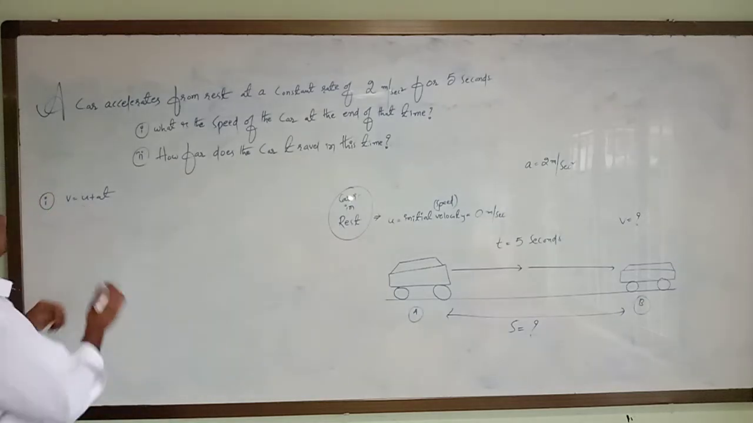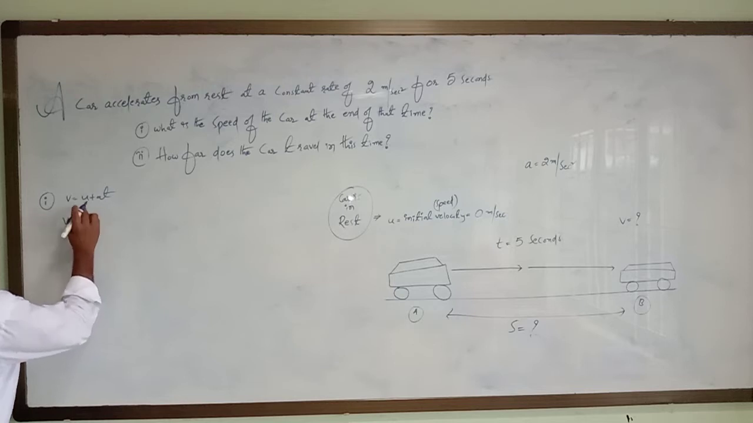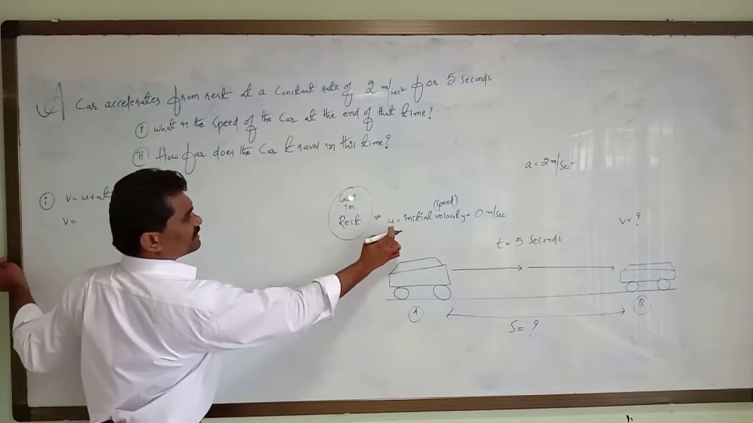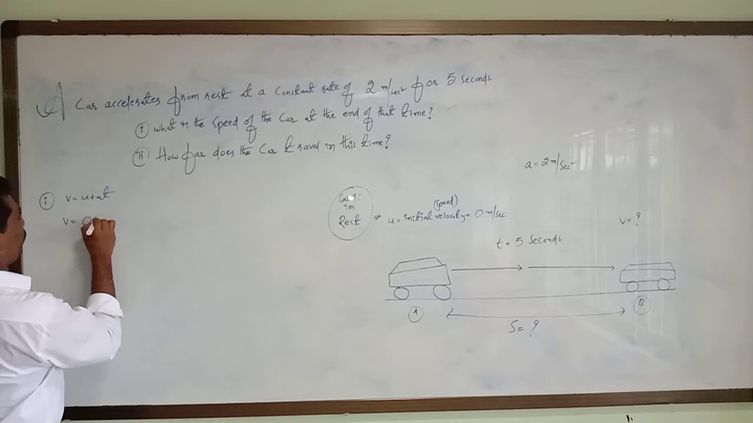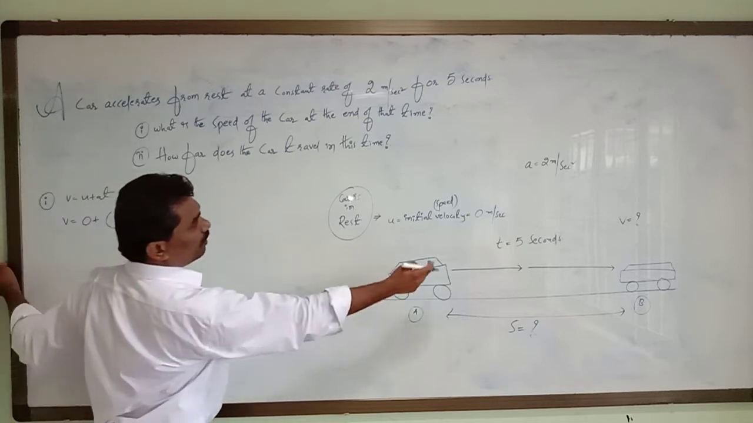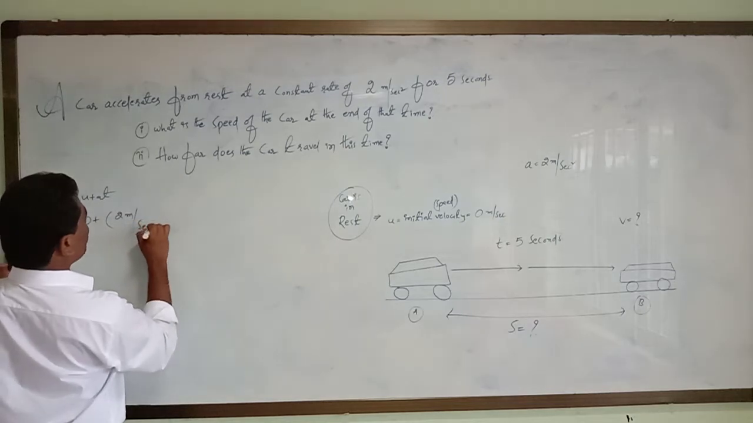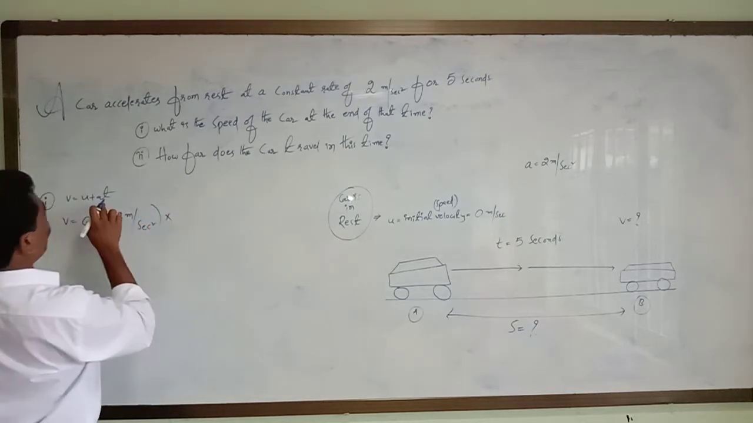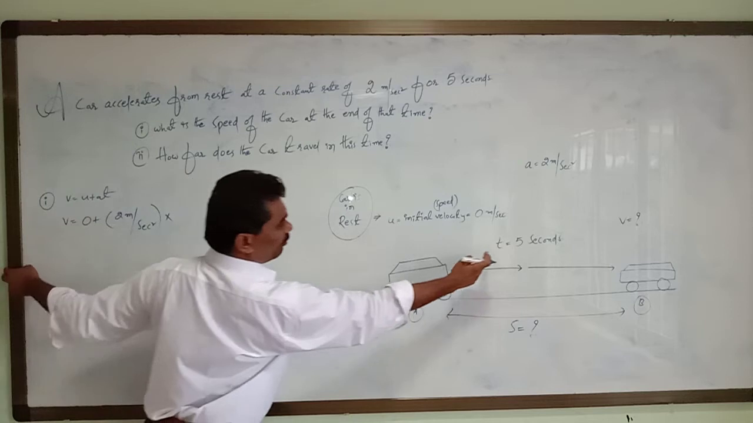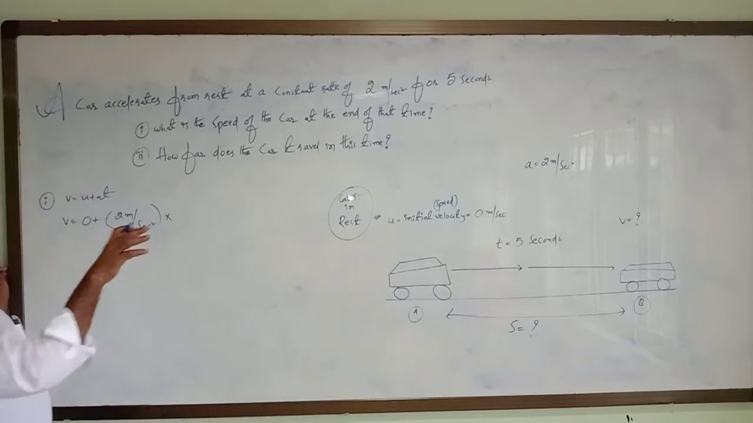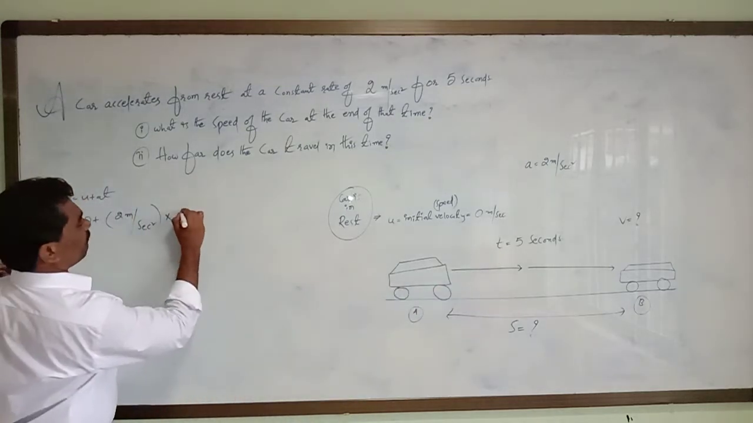of the car. So final velocity v is equal to initial velocity, which is 0, plus acceleration of the car, 2 meter per second square, into t. What is the value of time? The car traveled for 5 seconds, so that's why 5 seconds.